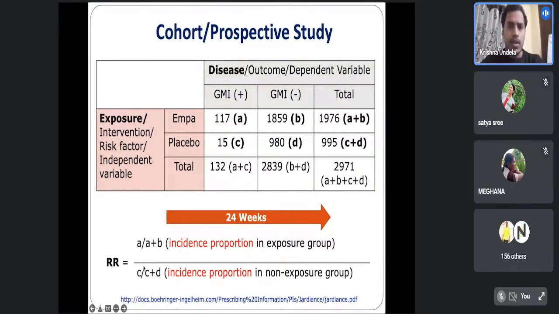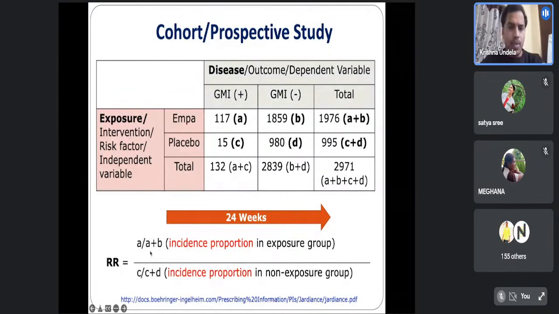The very simple formula is A by A plus B divided by C by C plus D. Not at all difficult to remember. I think you can remember this formula throughout, and you won't forget it after your examination. I don't think they will ask you all these formulas in the examination, especially for pharmacoepidemiology. I have seen many question papers. Maybe sometimes they'll ask what is a relative risk, but they don't give this kind of table and ask you to calculate.